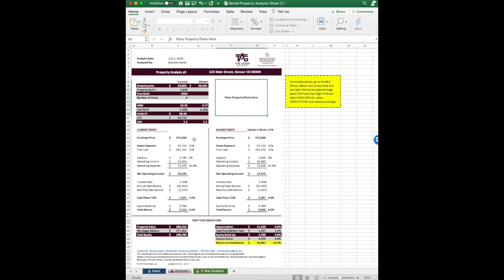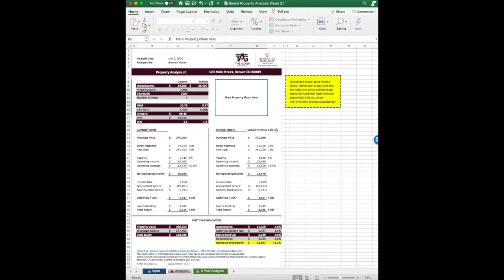So let's take a quick look at this. Current rent, we have our purchase price, $375, our down payment, our first loan amount, our vacancy. That's going to leave us with our operating income, our expenses, and our NOI. Our interest rate, our annual debt service, monthly debt service, and this is going to be our cash flow. This is our annual cash flow before taxes. And then I usually plug in a little bit of equity build-up, paying down that loan, and our total return.